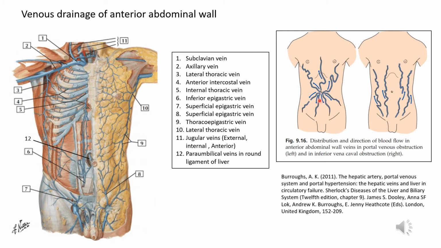The name is given after a Greek mythological character, Medusa, whose head was covered with snakes that resembles the radial pattern of varicose paraumbilical veins around the umbilicus. The thoracoepigastric vein drains the middle portion of the anterolateral abdomen and connects the superficial epigastric and superficial circumflex iliac veins to the lateral thoracic vein.